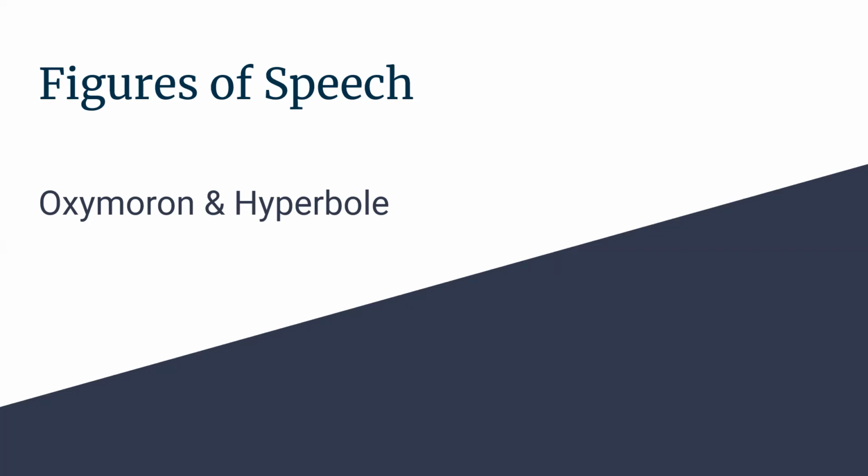So there are two opposite terms in both of the examples. Quiet scream. Quiet is an opposite of scream, and deafening silence. Deafening, when we usually feel that there's a lot of noise. We feel that we are going to turn out to be deaf. Whereas silence, it's an absence of sound. So these are a few examples.